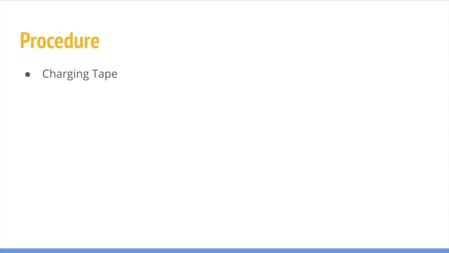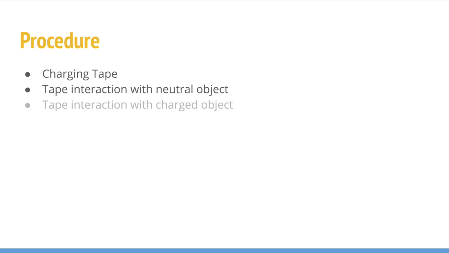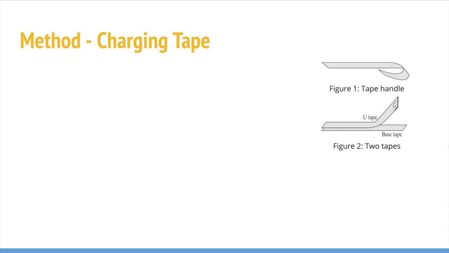So for the procedure, we will be charging tape, seeing how tape interacts with a neutral object, seeing how the charged tape interacts with a charged object, and seeing how two pieces of charged tape interact with each other. To begin this experiment, we will first start by charging tape.